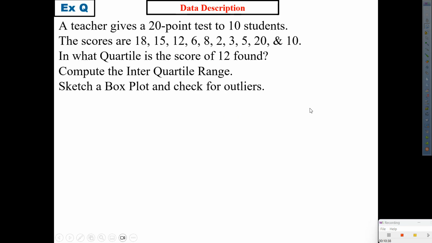In your notes, example Q, and it reads: a teacher gives a 20-point test to 10 students. The scores are 18, 15, 12, 6, 8, 2, 3, 5, 20, and 10. In what quartile is the score of 12 found? Compute the interquartile range and sketch a box plot and check for outliers. Copy that in your notes, and I'll send the formulas to your screen.